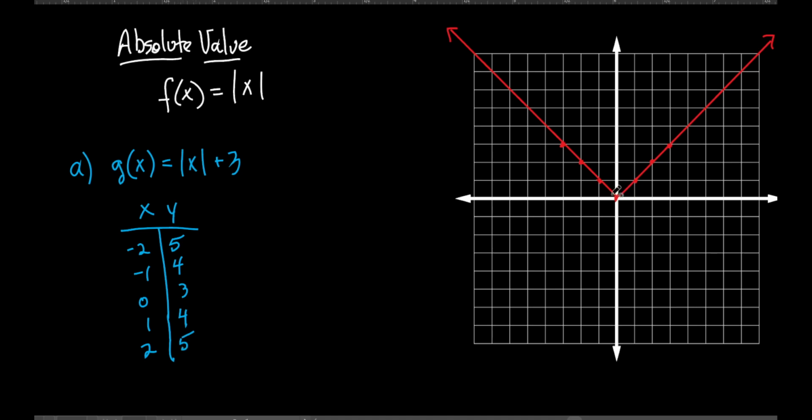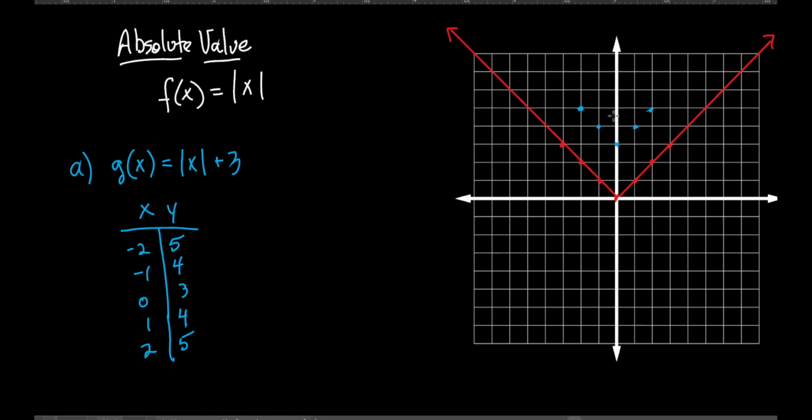So let's plot this. -2, 5. 1, 2, 1, 2, 3, 4, 5. -1, 4 would be right there. 0, 3 would be right there. And look at the other side. The other side is going to be a mirror image of that, isn't it? Everybody see that? So there's your 2, 5 right there. There's your 1, 4 right there.